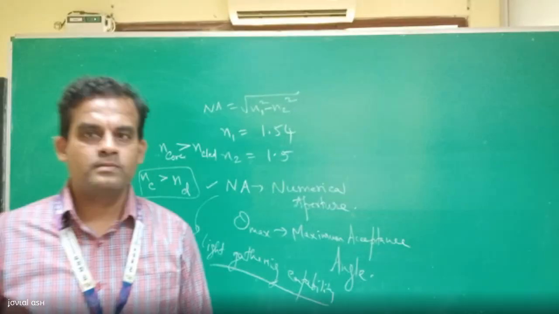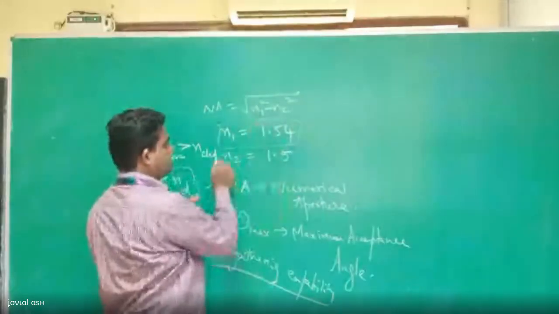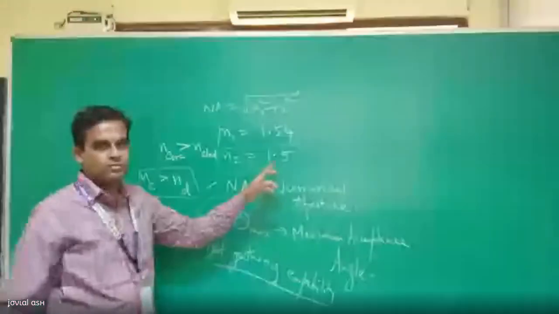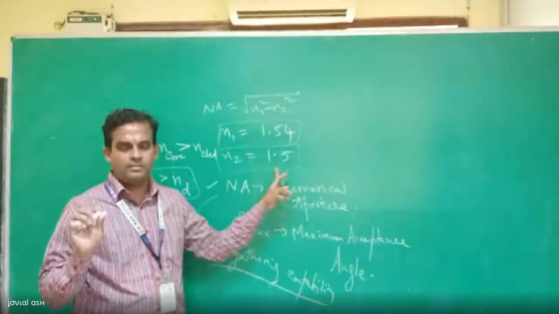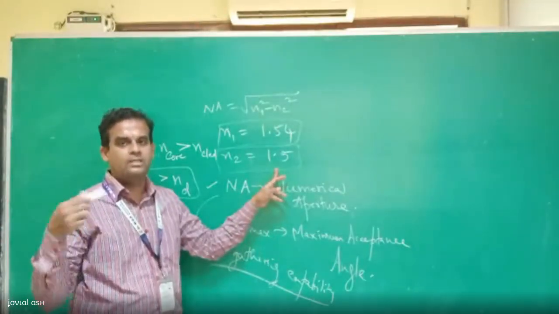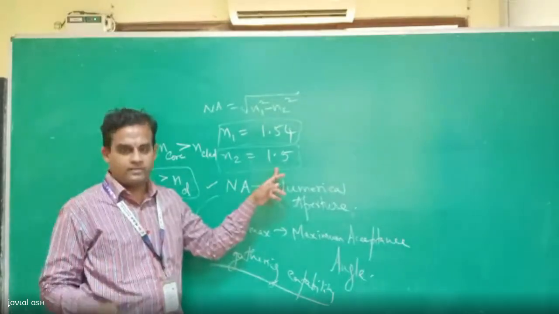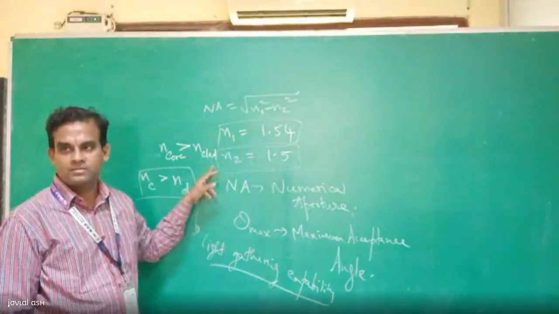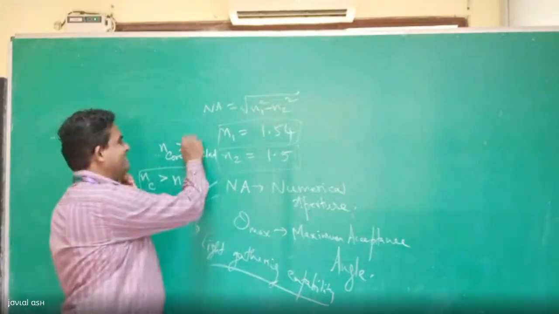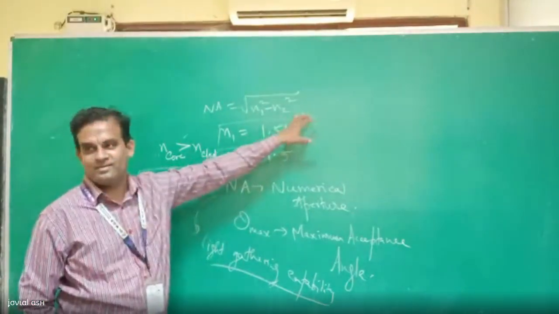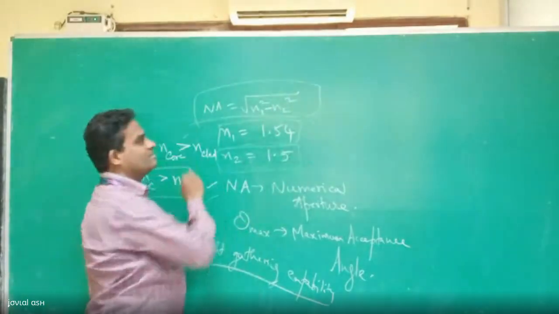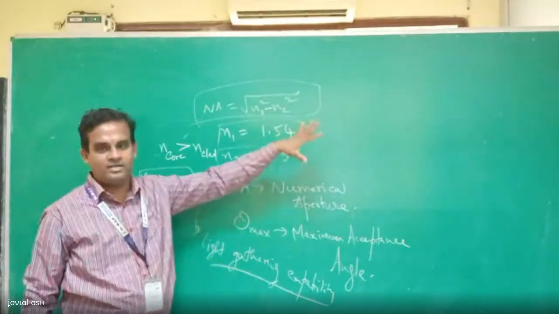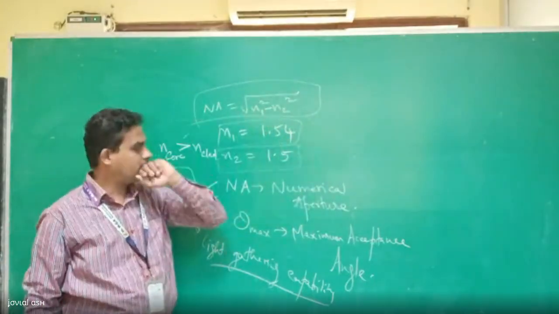So this is your core refractive index N1. This is your clad refractive index N2. Always remember, in whatever problem or question is asked, in any competitive exam or wherever, your core index should always be greater than your clad index. So this is the formula, and using it you will get a value of numerical aperture.